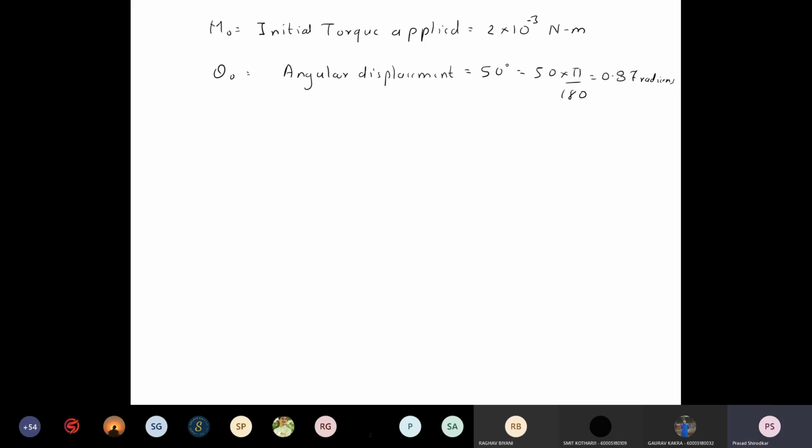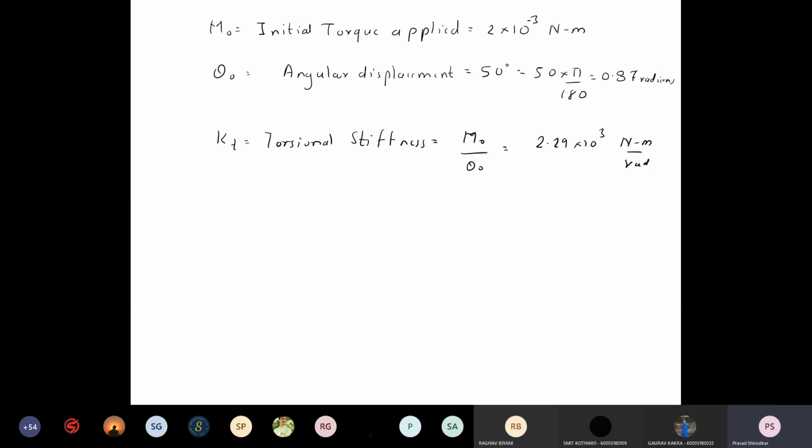Now, torsional stiffness KT is equal to M0 divided by theta 0. That is equal to 2.29 into 10 raised to minus 3 Newton meter per radian.